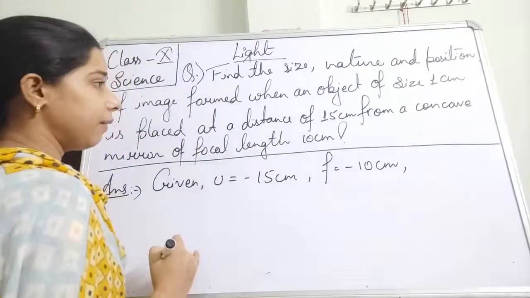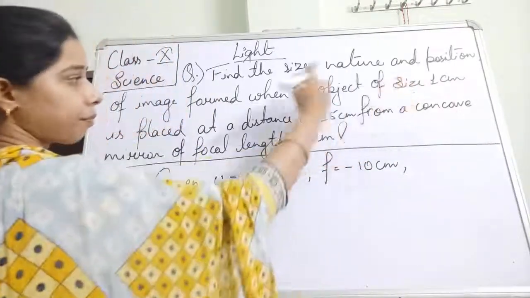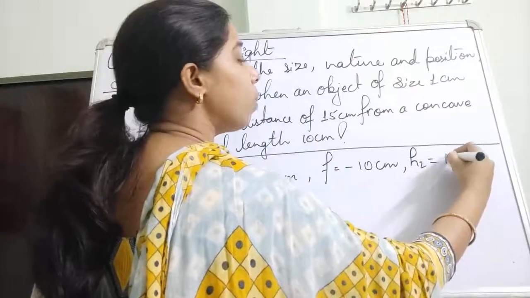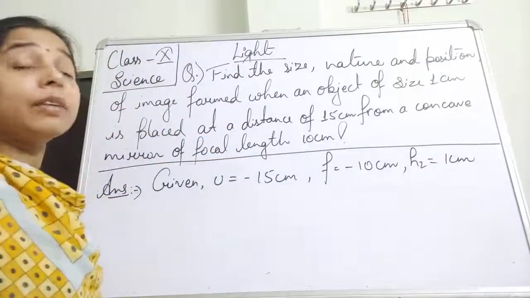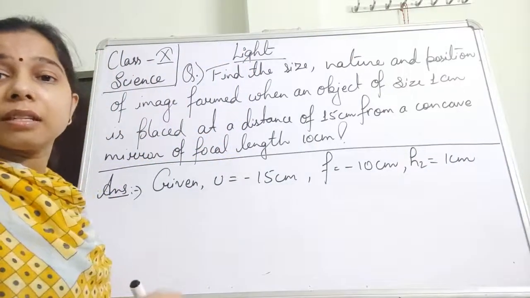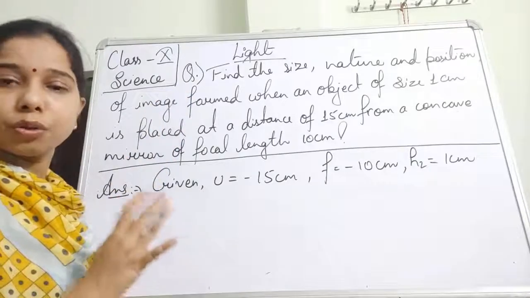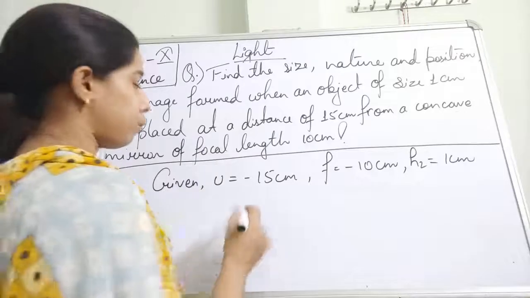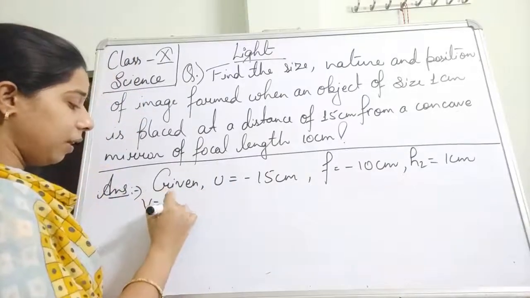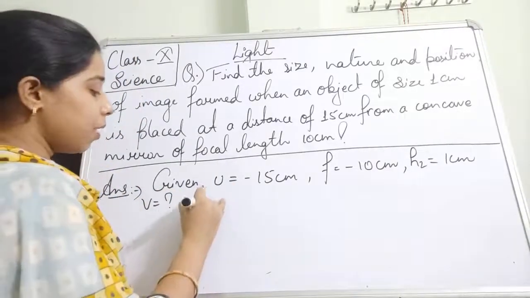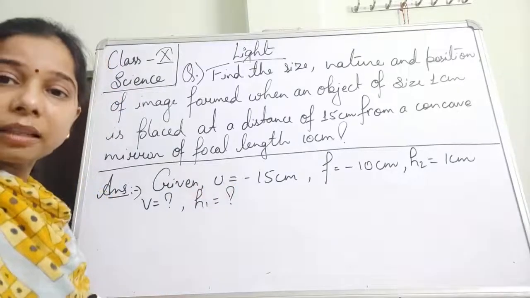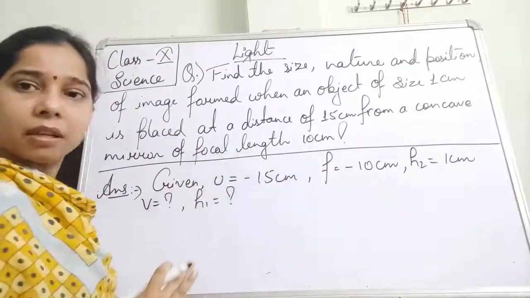What is the other thing which is given here is the height of the object. So h1 is given, that is 1 centimeter, and you know that it will be positive because it is always in the upward direction. So here the height of the object will remain positive. What are the things that we have to find here? That is v. v is not known to us, as well as the height of the image is also not known to us. So these are the things that we have to find, while other things are given to us.